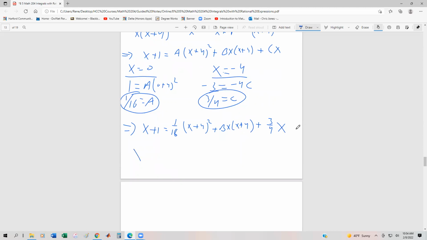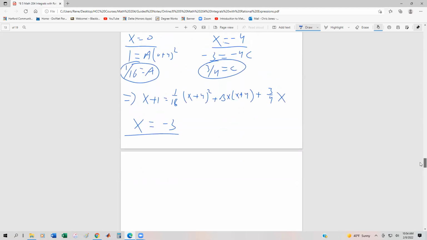So what I'm going to do is pick -3, just because that's what I feel like. You could use whatever numbers you want, they'll work. If I use -3, we get -2, 1/16. When I plug in -3 here, I get a 1 squared, so it's really 1/16 times 1. And that doesn't really matter to us.